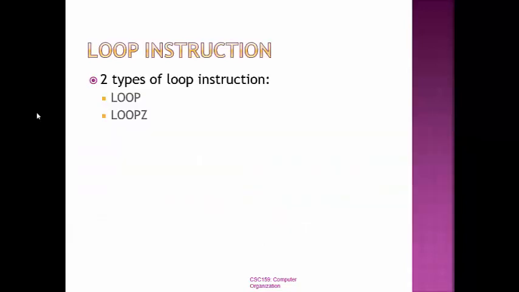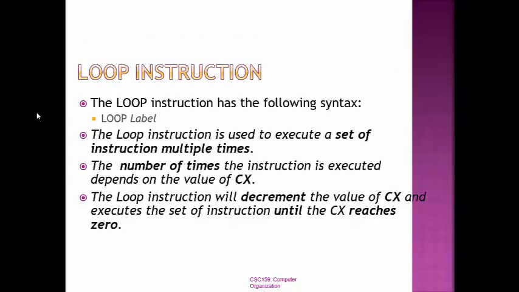And then we move to the last instruction. We have loop instruction. So dalam loop instruction kita ada LOOP and LOOPZ. First kita tengok on the loop instruction. So the loop instruction ada LOOP, and then we have label. Untuk tadi kalau jump instruction dia jump to the label, tapi untuk loop instruction dia akan loop on the label.